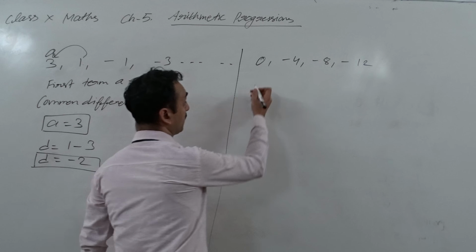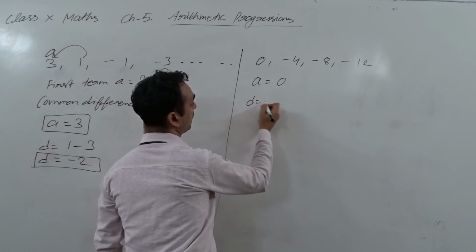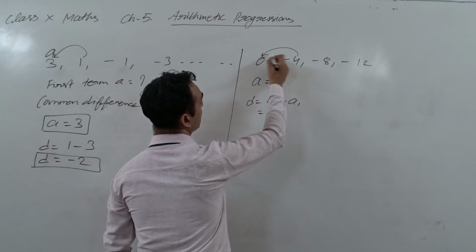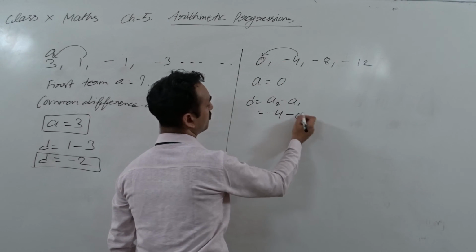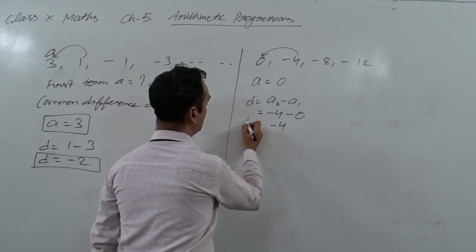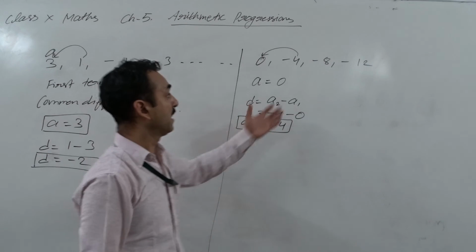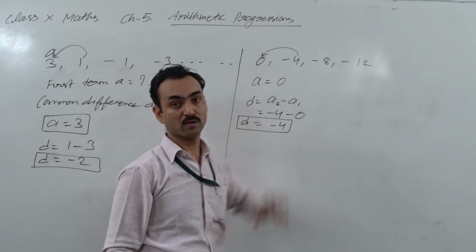First of all, what is A here? 0. And what is D here? D is A2 minus A1. A2 is minus 4, minus 0, so it will be minus 4. So D is minus 4. But we cannot decide by finding D just one time whether this is an AP or not.